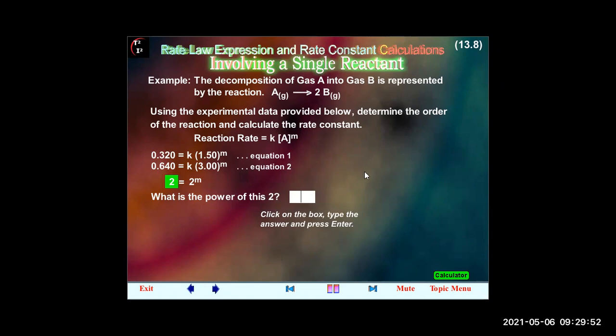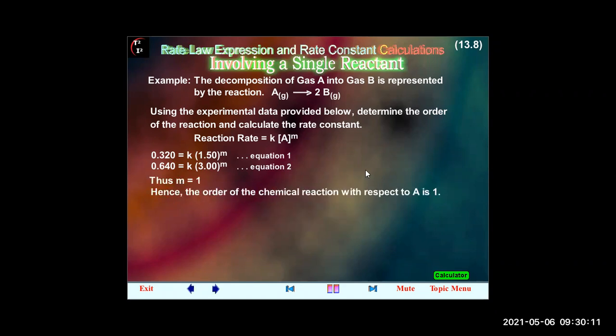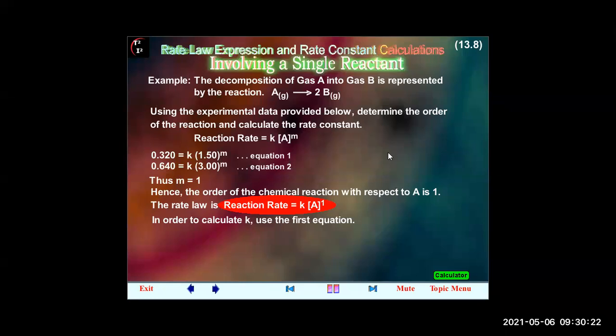Right, what is the power of 2 here, which is going to be equivalent to m, because that is 1. Thus, m equals 1. Hence, the order of the chemical reaction with respect to A is 1. The rate law is reaction rate equals K. In order to calculate K, use the first equation.